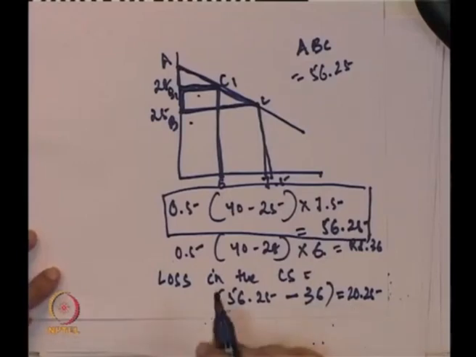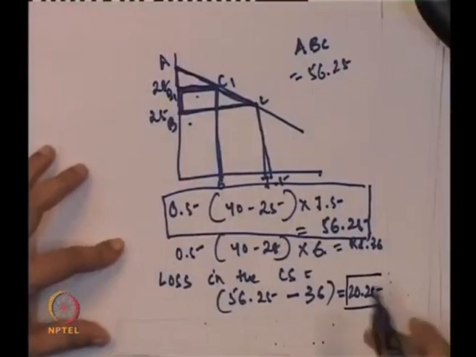So, if you remember from the previous class, this loss in the consumer surplus has two parts, because the change in the consumer surplus is due to the change in the price. So, the entire loss in the consumer surplus has two parts, one is producer surplus and the second one is the deadweight loss. Producer surplus is the amount that goes to the producer's account because of the change in the price, and deadweight loss is generally not a part of the consumer account or producer account, because it neither goes to the consumer nor goes to the producer. This is basically the loss in the quantity demanded due to the change in the price.